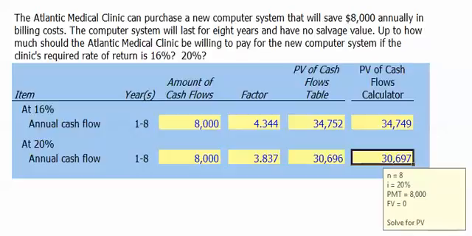If our required rate of return is 16%, the most we would be willing to pay for the computer system would be $34,749. At a 20% required rate of return, the most we would be willing to pay for the computer system is $30,697.